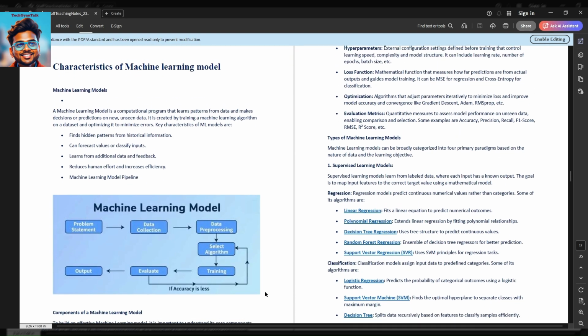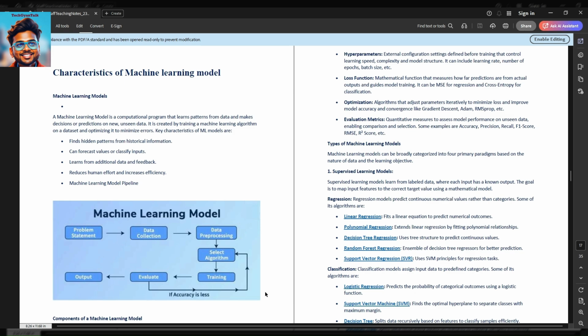The other components are hyperparameters, like external configuration settings defined before training that control learning speed, complexity, and model structure. They can include learning rate, number of epochs, batch size, etc.